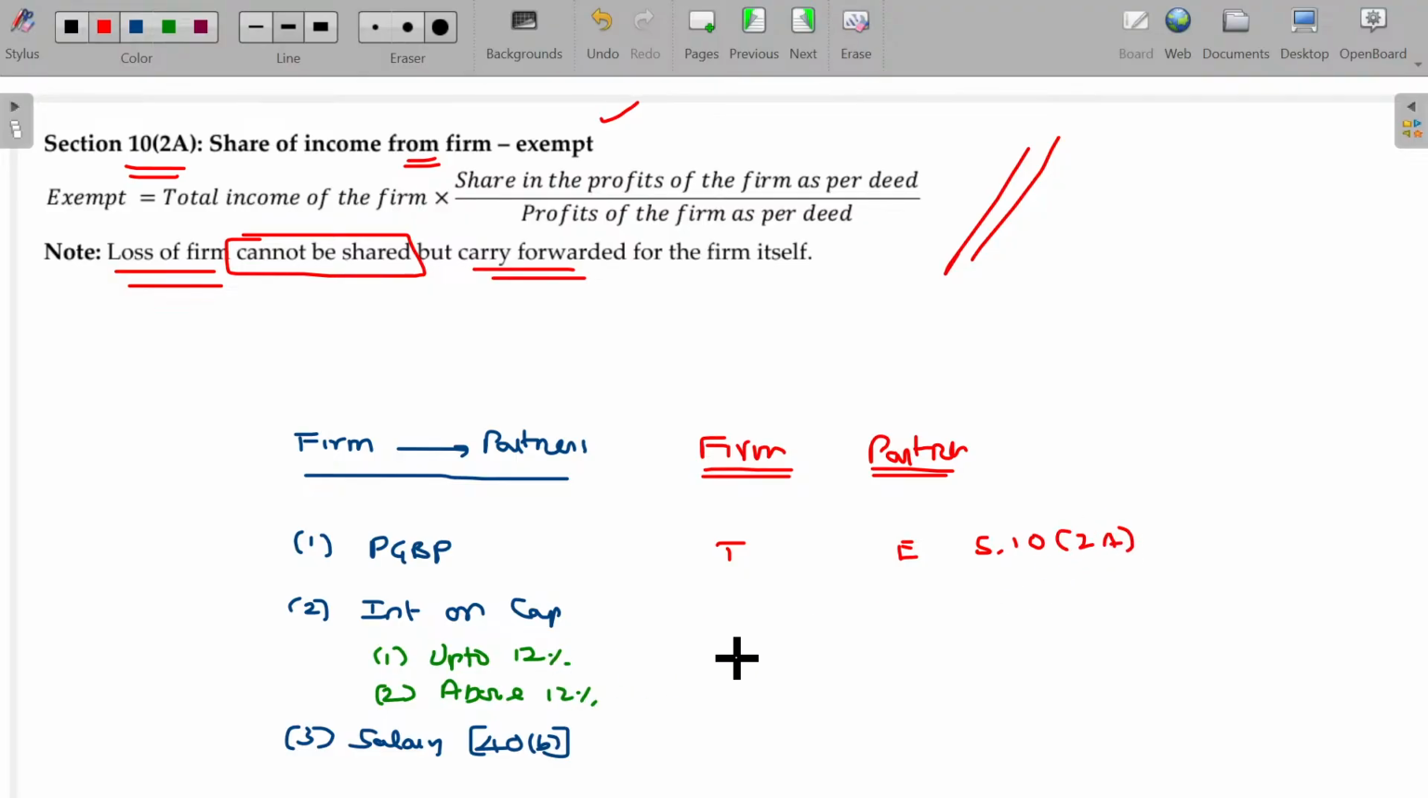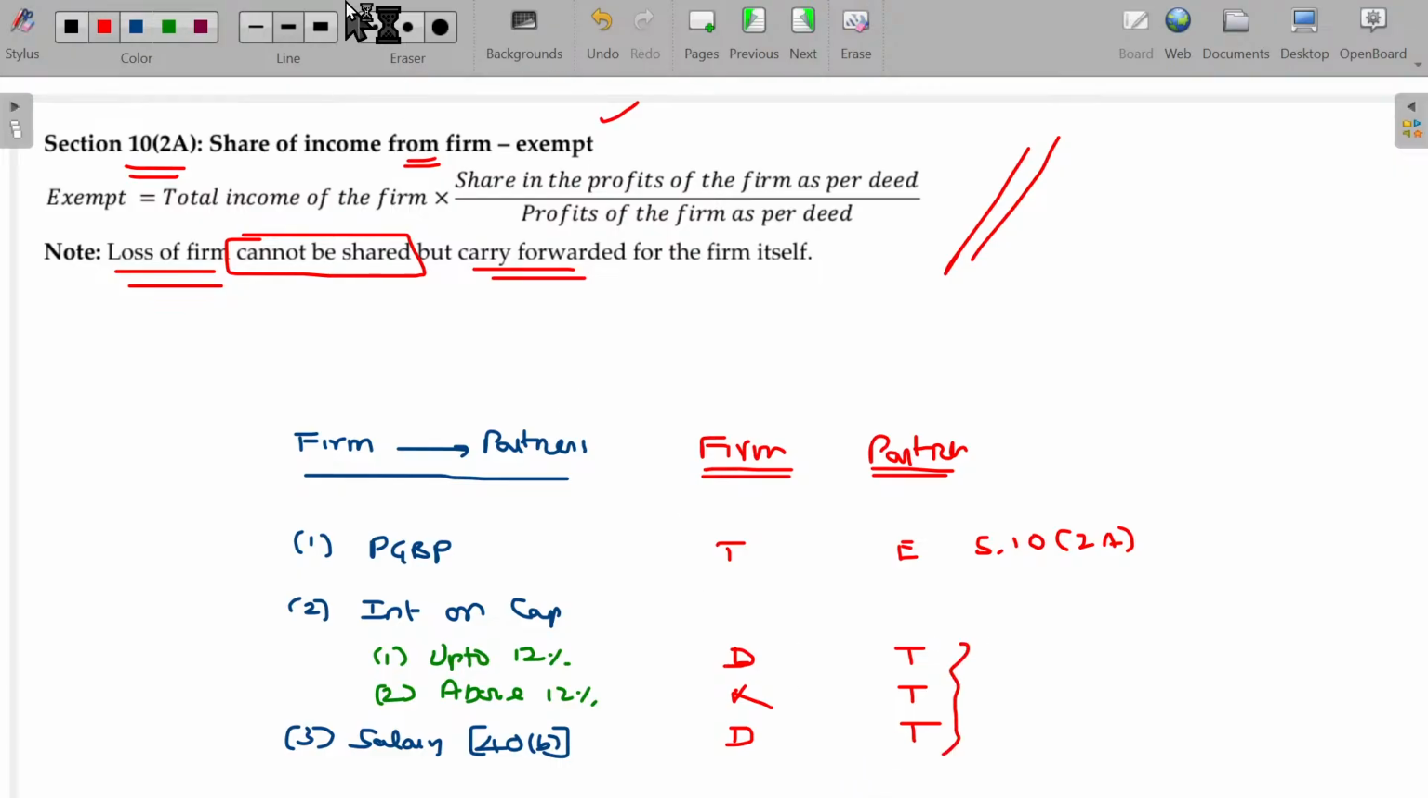Interest up to 12% is deducted in the firm but taxable in the hands of the partner. Above 12% is not deductible, which means disallowed. Then it is not considered in the firm but it is going to be taxable in the hands of the partner. Salary to the extent of section 40 clause B is deductible in the firm, means not taxable there, but taxable on receipt basis. These three are going to be taxable in the hands of the partner.